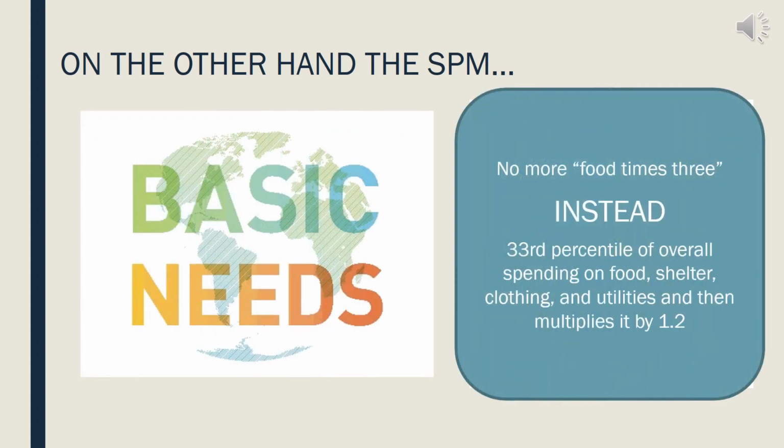One of the biggest upsides to using the SPM over the OPM is that instead of using food times 3 to determine a poverty line, it uses the 33rd percentile of overall spending on food, shelter, clothing, and utilities, and then multiplies it by 1.2. This is a better approach to measure poverty because it takes into account what somebody needs to meet their basic needs, plus extra for pleasure spending.